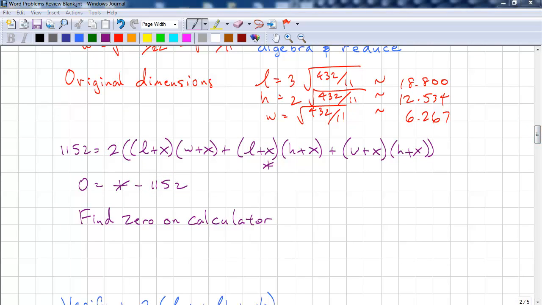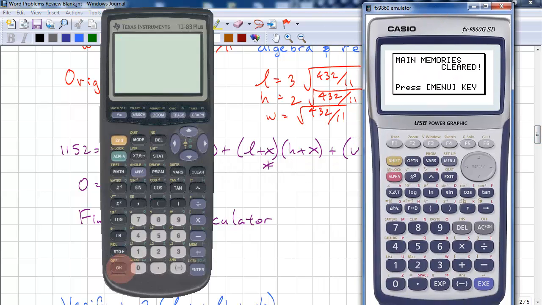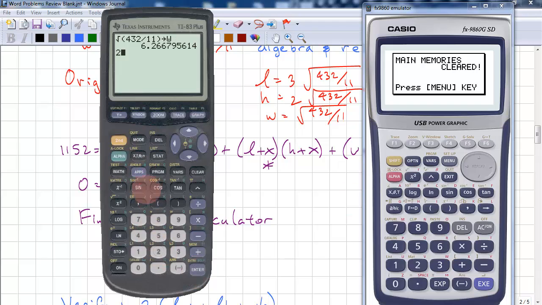So let's bring up the calculators. Let's start on the TI. We want to do square root 432 divided by 11, and we want to store it into W. So we press alpha, and it's the minus sign. So H is equal to 2W, so we just put 2 alpha minus sign, that's W, and we store that into H. Alpha, and it's this exponent. And L is equal to 3W, so we enter 3W and store into alpha right bracket.